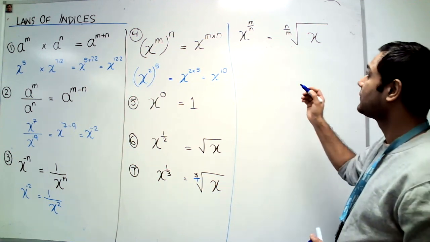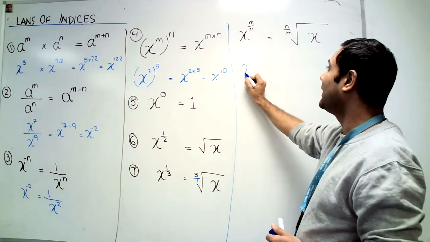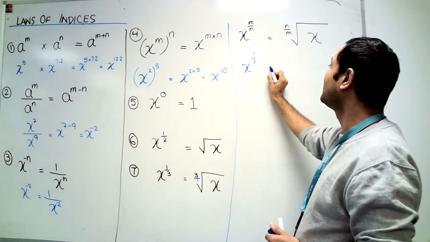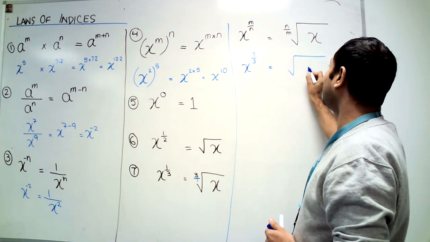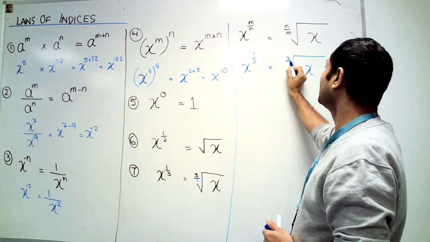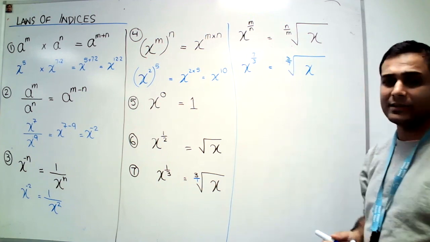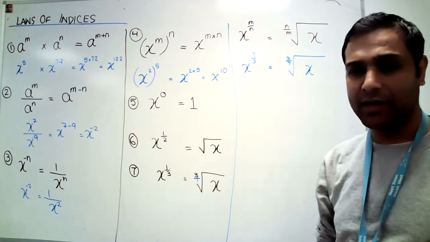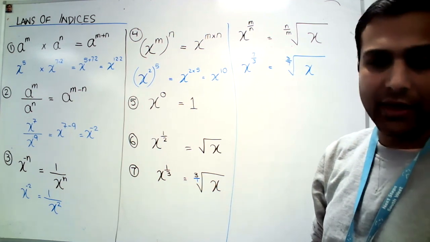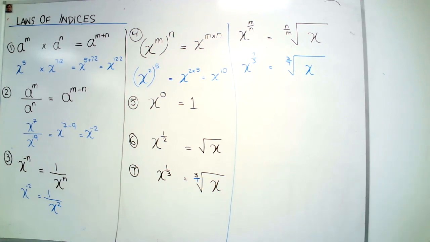Example of that rule. For example, let's say I got x to the power 7 over 3. I can write it down as x to the power 3 over 7. There's another one which we can further simplify it, but we don't need to. That's all we need to know as far as the rule of indices are concerned.